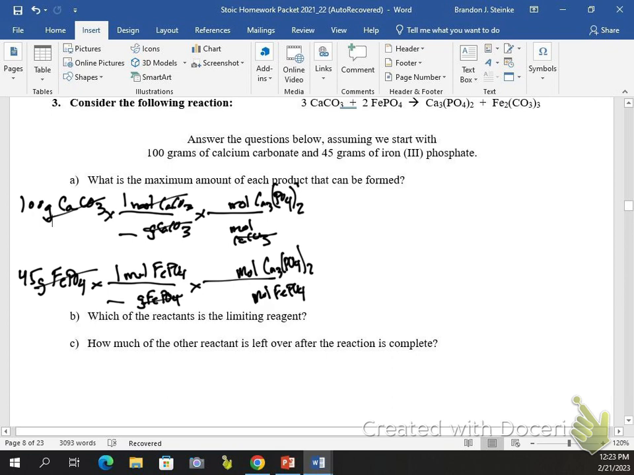Then here's my stoich step. How do I know that this is my stoich step? Because we're going from one compound into a completely separate compound. Where do I find that molar ratio? Your balanced equation, the coefficients of those compounds. So let's start at the top, calcium carbonate, 3 to 1. The bottom, iron phosphate to calcium phosphate, 2 to 1.